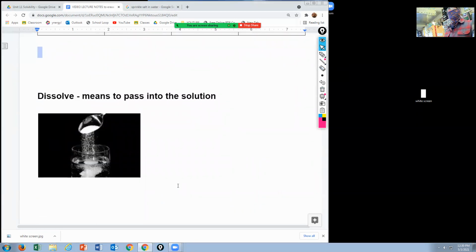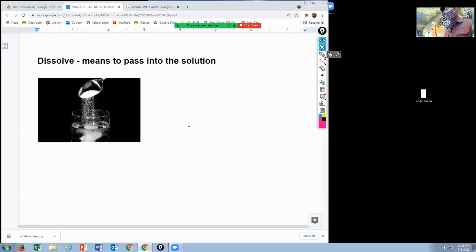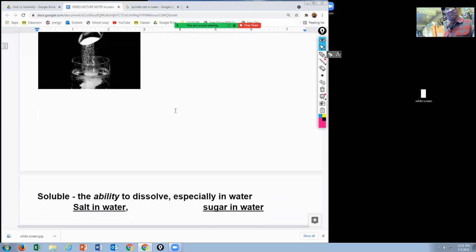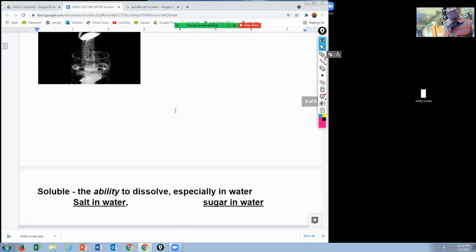So what does it mean to dissolve? Well, to dissolve means to pass into a solution. Usually, it doesn't have to be solid. It can be gases as well. But usually we use it as you take a solid like salt and you put that solid into water and it kind of disappears. It's still in there, but we just can't see it usually. Sometimes they're colored, but dissolving means when you put salt or sugar in water and that salt passes into the water or goes into the water. So that's what dissolve means.